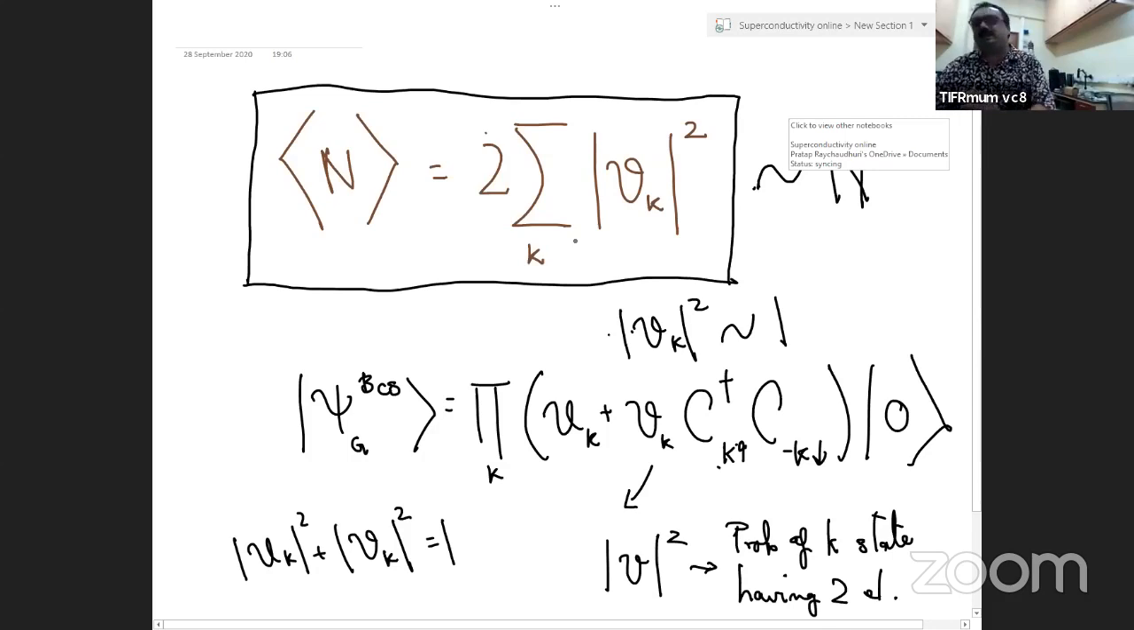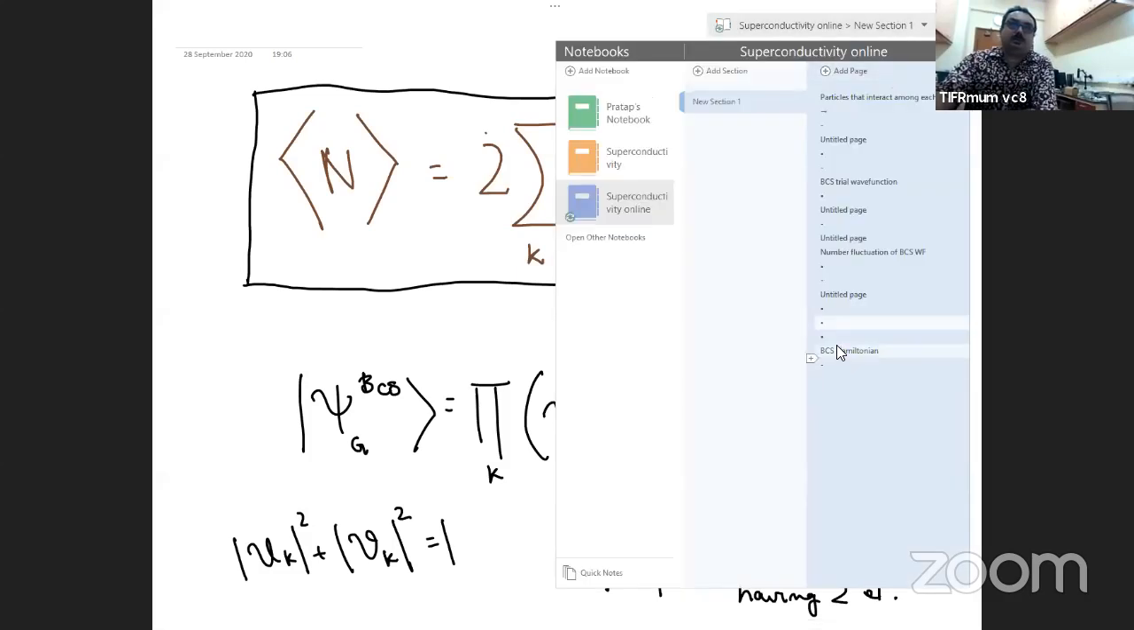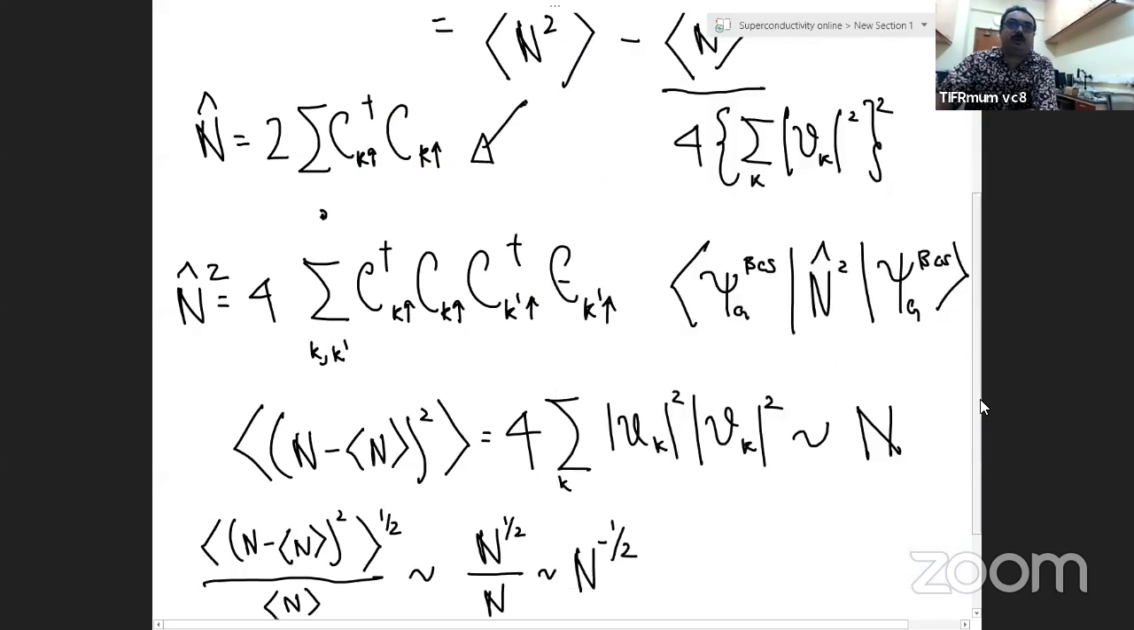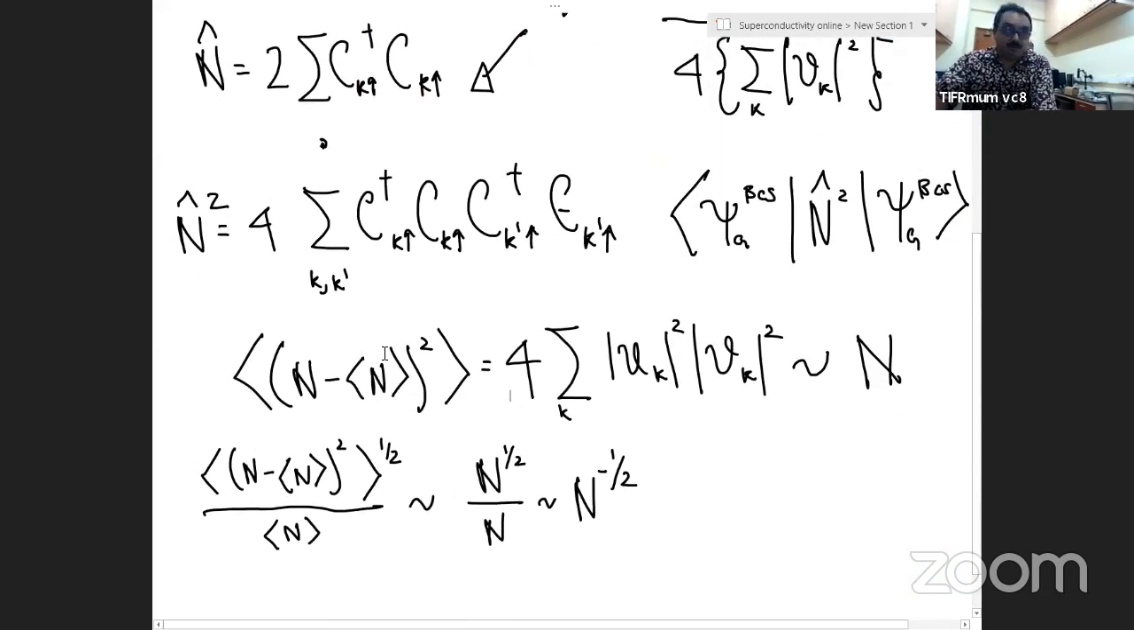When you sum over all the k states, some of them will be empty, so |v_k|^2 will be 0. Some of them will be filled, so |v_k|^2 will be 1. But it will be of the order of the number of k states. Now the next one, which I have not derived but left for you to derive, is the mean square fluctuation, which is 4 times the sum of |u_k|^2 |v_k|^2. Again here u_k is of the order of unity, v_k is of the order of unity. So this quantity is of the order of unity, and the sum would be of the order of the total number of k states.